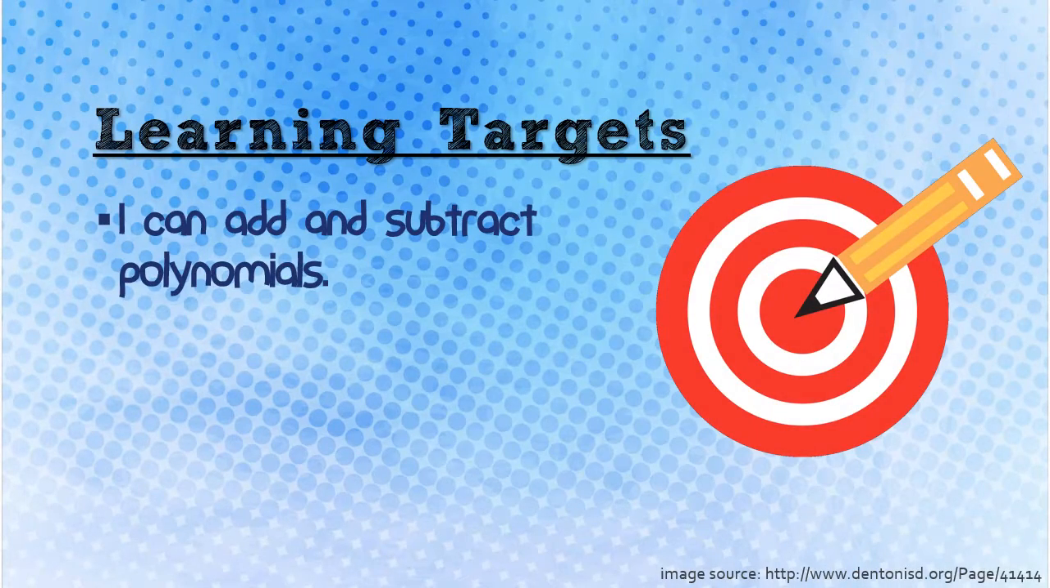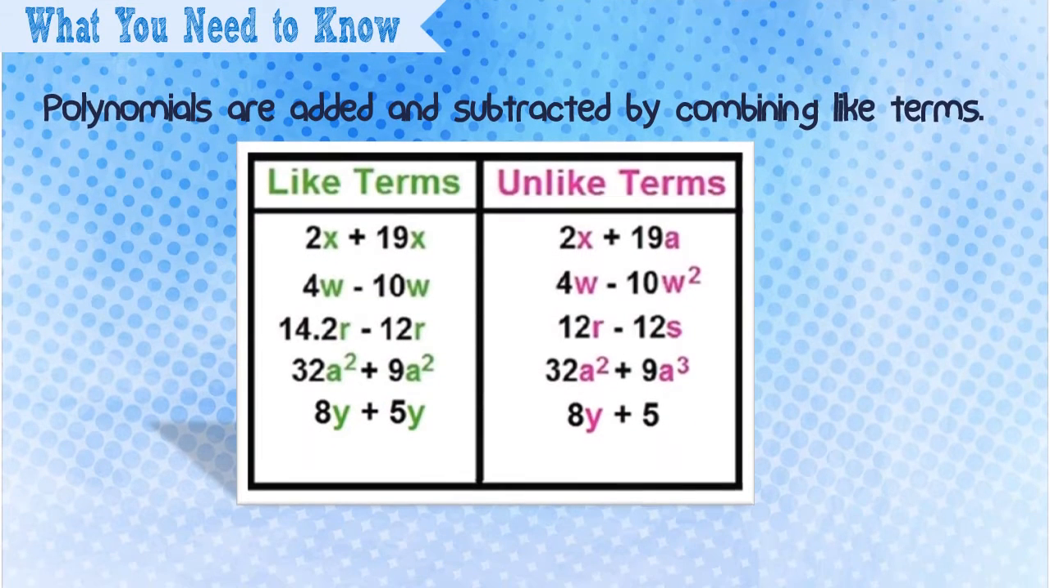We're going to take a look at the learning topic, I can add and subtract polynomials. So what you need to know: polynomials are added and subtracted by combining like terms. So you need to be sure that you understand the idea of what a like term really is. Here are some examples on the left of things that are like terms.